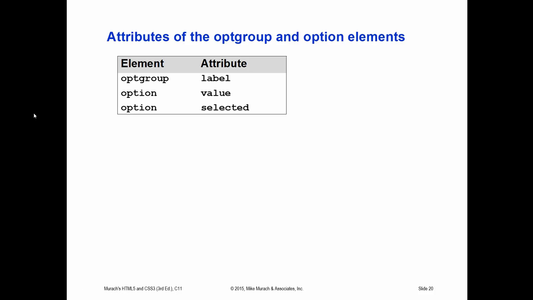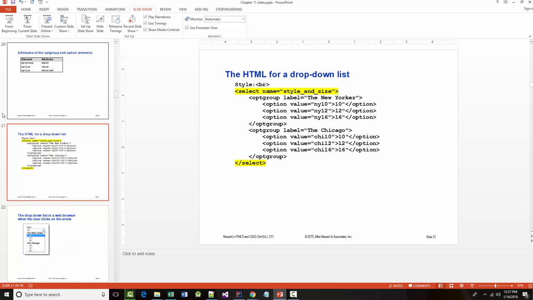So you can have opt group. That's the text used to identify a group of options. An option, which is the value of the selected option, and selected, which is a Boolean that causes the option to be selected when the page is first loaded. So again, let's look at the example they have here. We'll make a change to it.